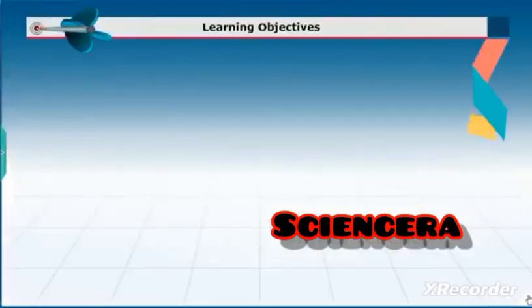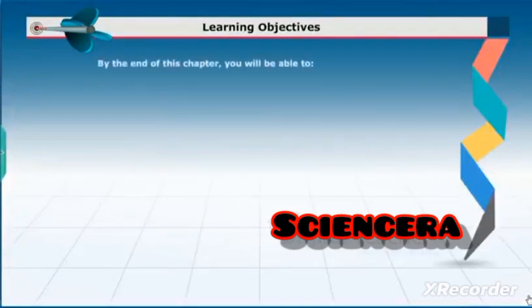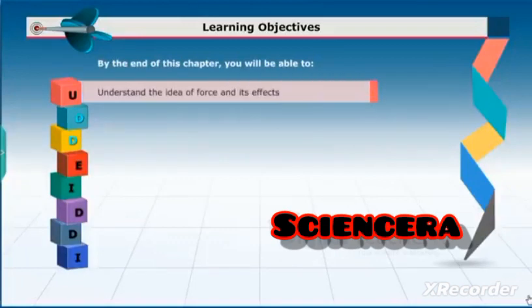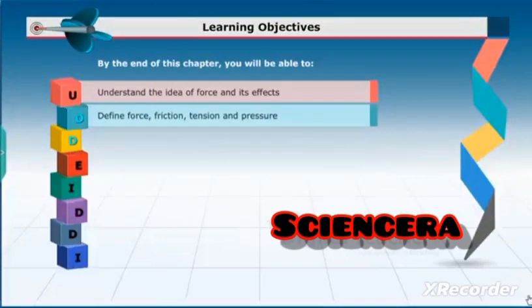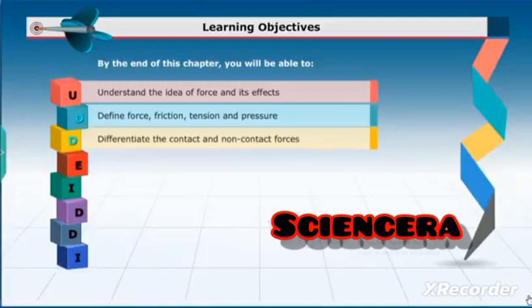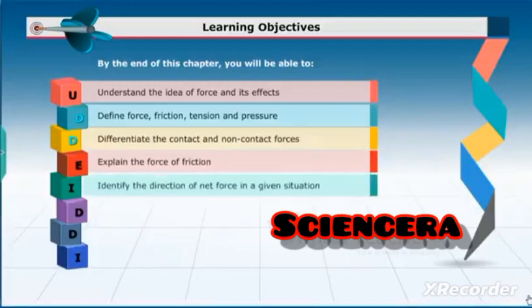Learning objectives. By the end of this chapter, you will be able to understand the idea of force and its effects. Define force, friction, tension and pressure. Differentiate the contact and non-contact forces. Explain the force of friction. Identify the direction of net force in a given situation. Discuss the change in effects of force with area of contact.